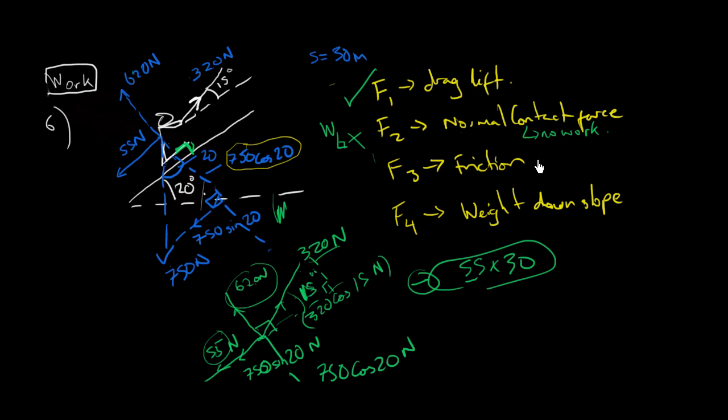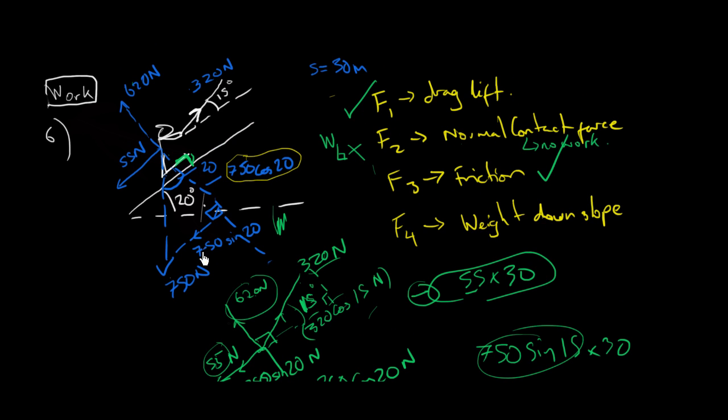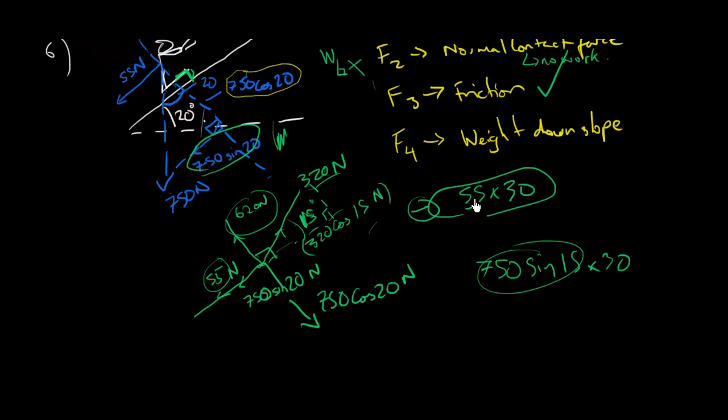So this one we know how to do already, and the one missing is gravity down the slope. So therefore we have 750 for the weight times sine of 15 times 30 meters that it moves. Okay, and this force here, sine 15, is along the same line, because we've made sure that we've done that with this here. But it's also in the same direction as the friction, so it's going to be negative because it's in the opposite direction to the motion. So there you can get the work done through all of the forces.